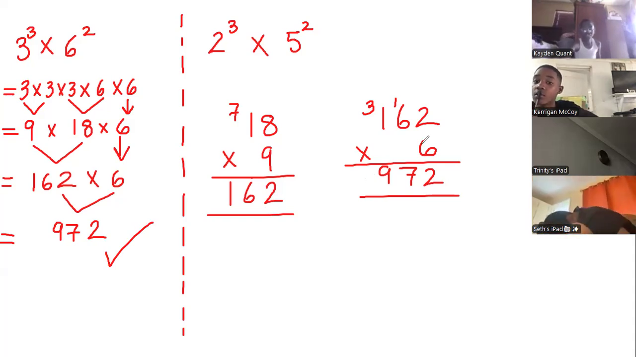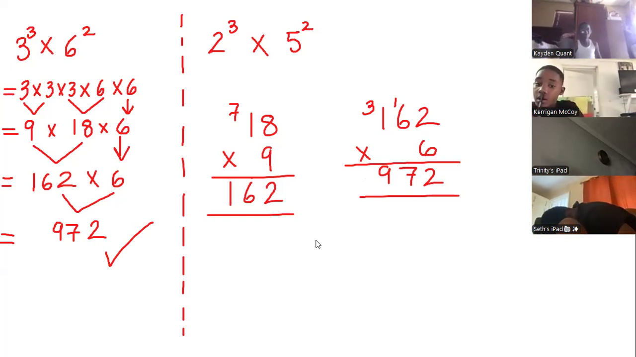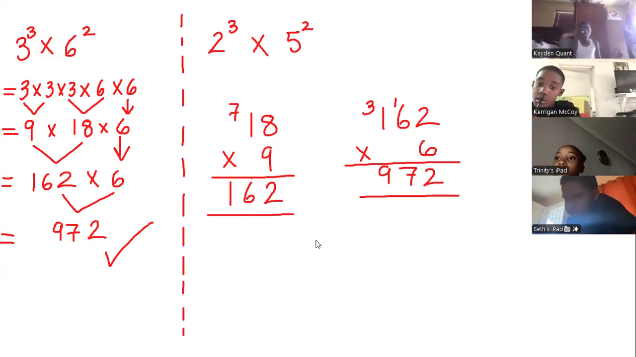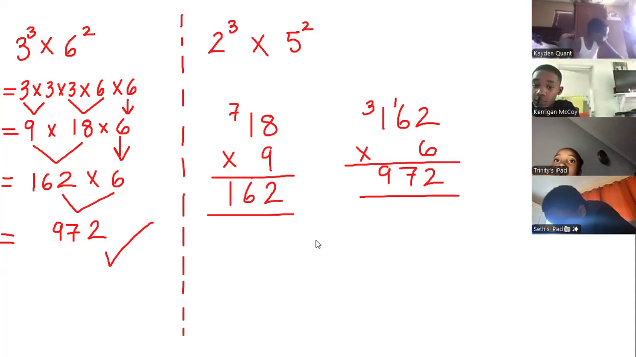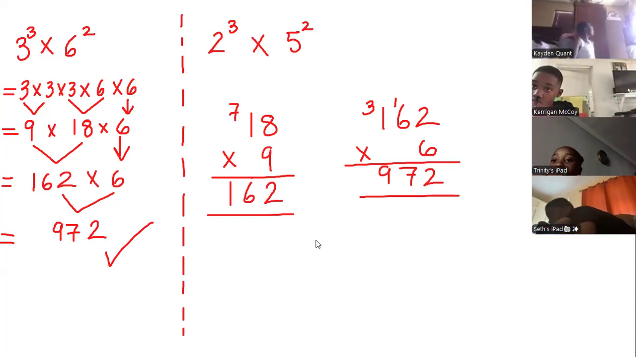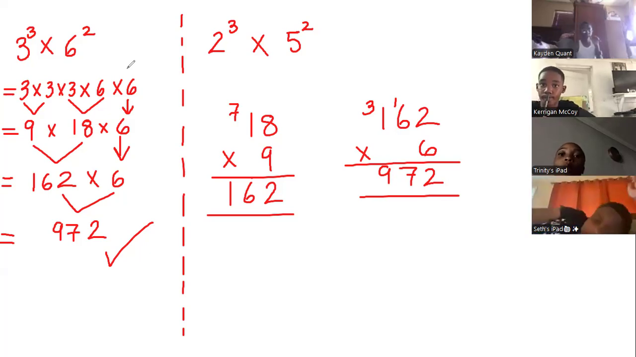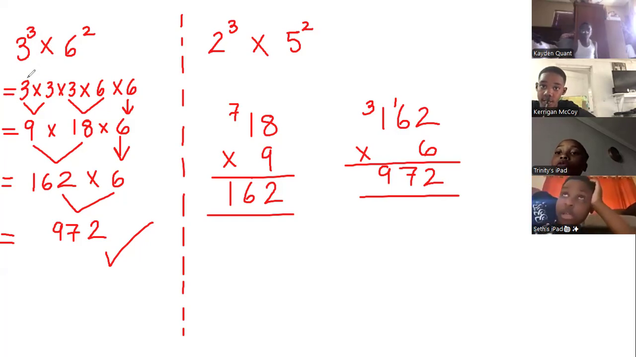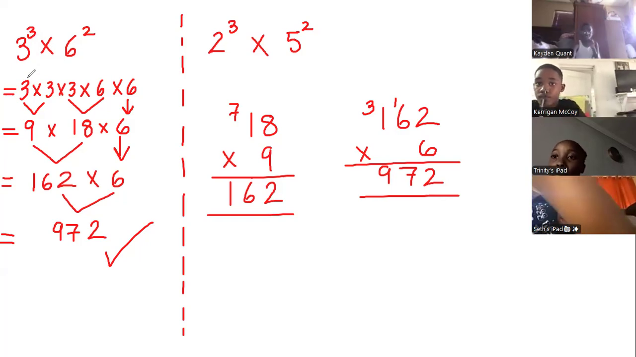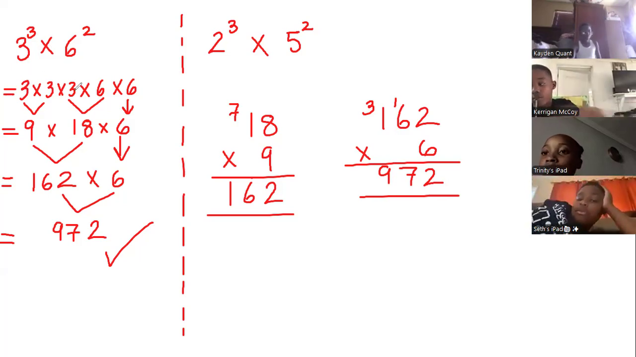Kerrigan, do you understand this? No, sir. Okay, let me explain it again. The first thing I did was I did 3 cubed. How many times am I going to write 3? 3 times. So 3, 3, and 3, right? You see that? Yes, sir.